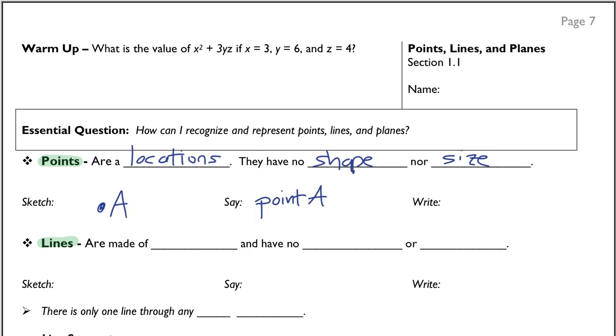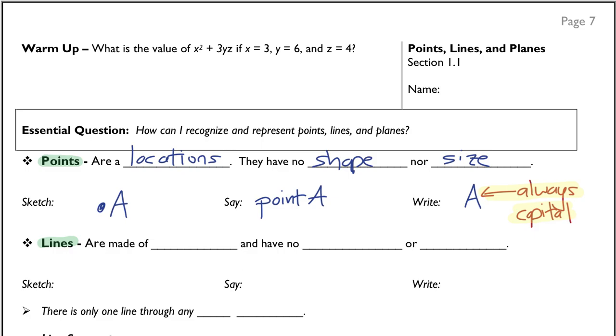And how do I write it? Well, you're just going to use that capital letter A. And there's things that you should know. It's going to be always capital. We will always use capital letters for points. And that is something we're going to highlight in yellow. So anytime that you have a key critical piece of information, we're going to highlight that in yellow.